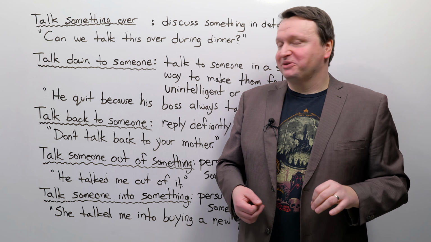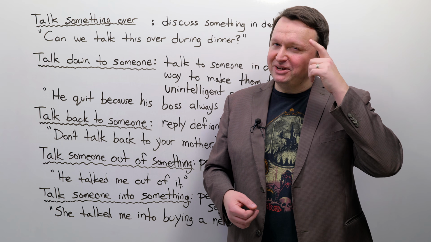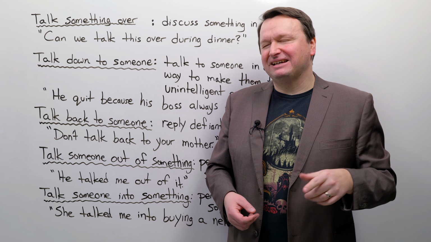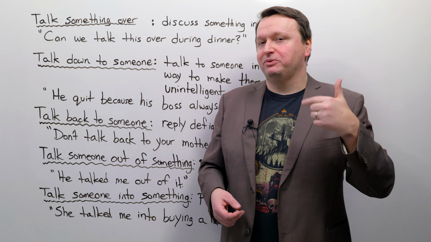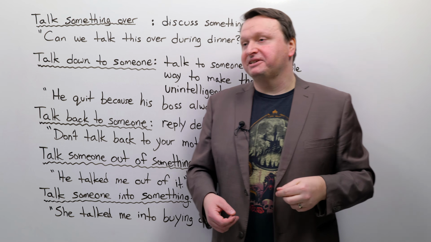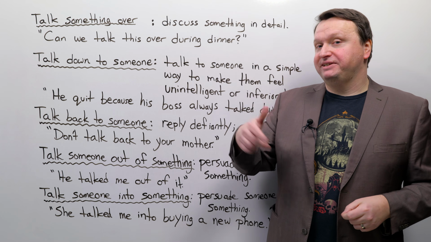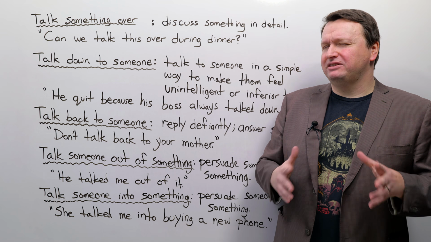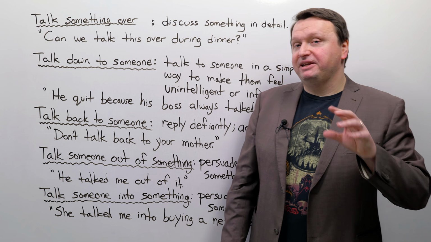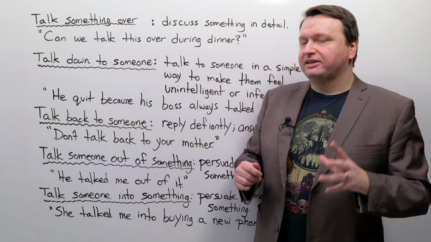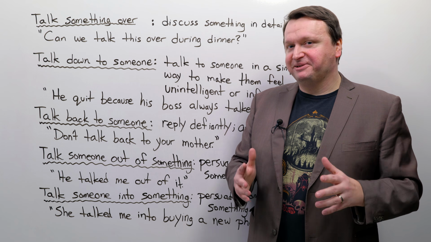You can also use the phrasal verb to think something over. So if I say, I need to think it over, this means I need to take some time to think about it, to consider it. And then when you get to the discussion phase, we need to talk it over. Let's talk it over. So repeat after me. Can we talk this over during dinner?